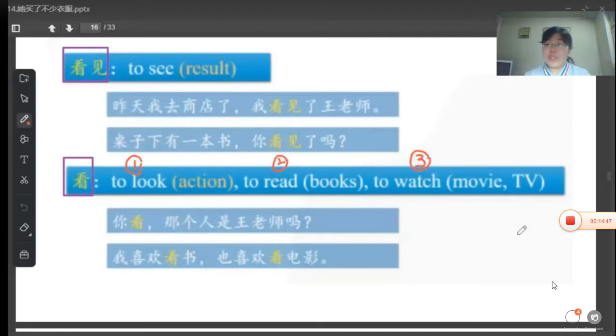So with 看 and 看见, we all must use our eyes to see. 看见 points to the result and 看 points to the action, but there are too many actions that belong to 看, for example look, read, and watch. Later we will learn some more meanings of 看. Now, please just remember these three meanings: look, read, and watch.